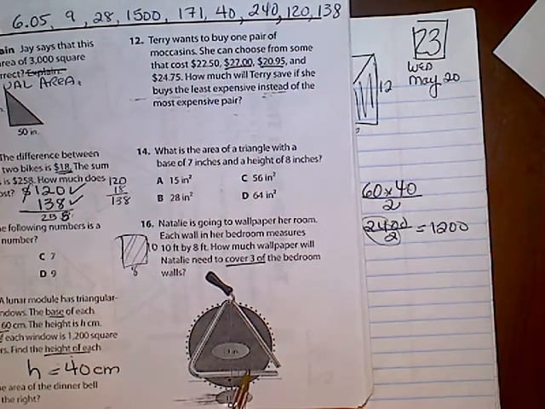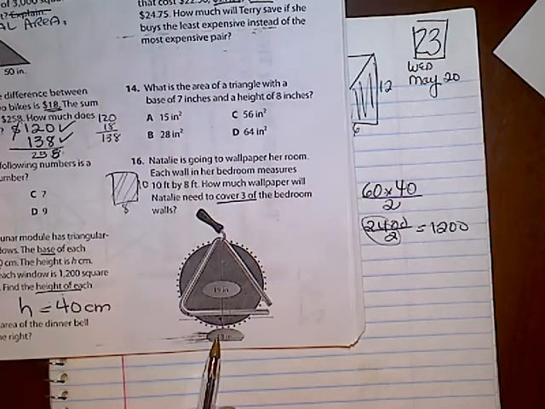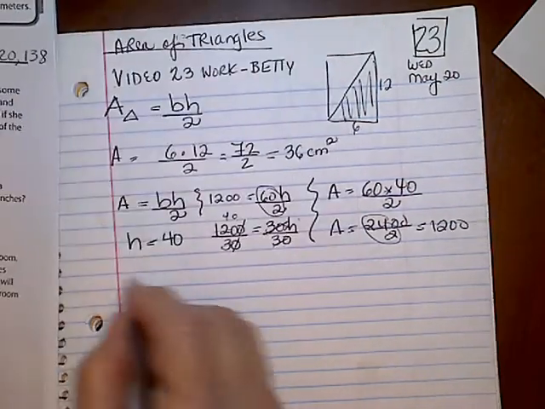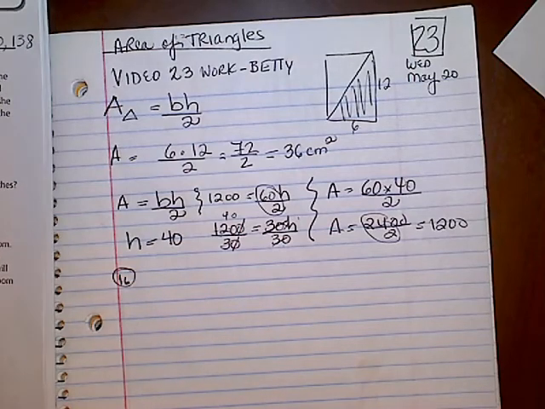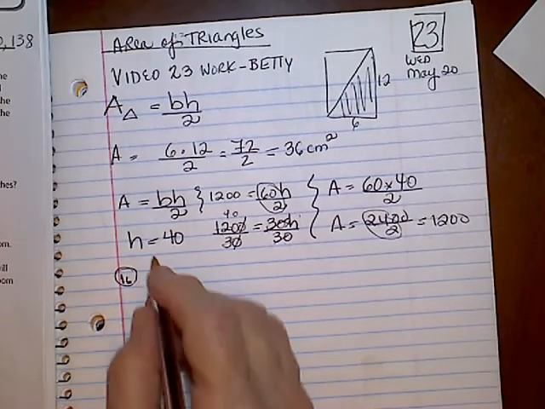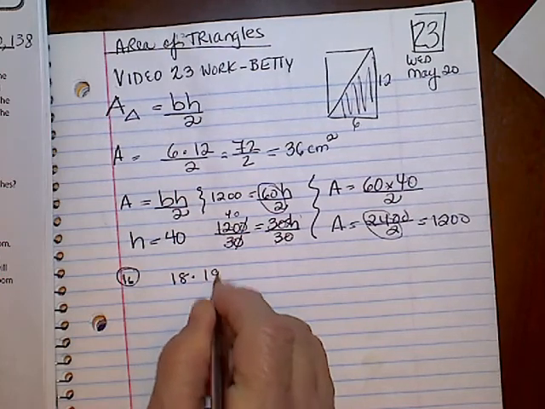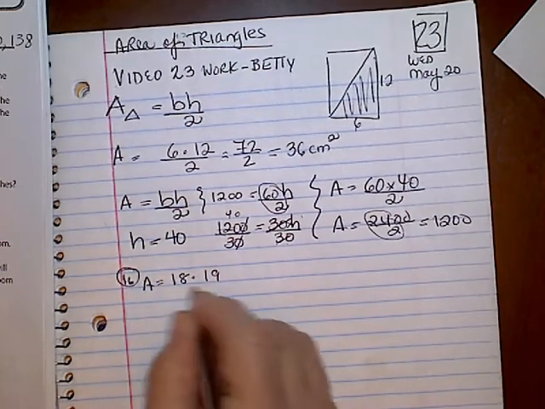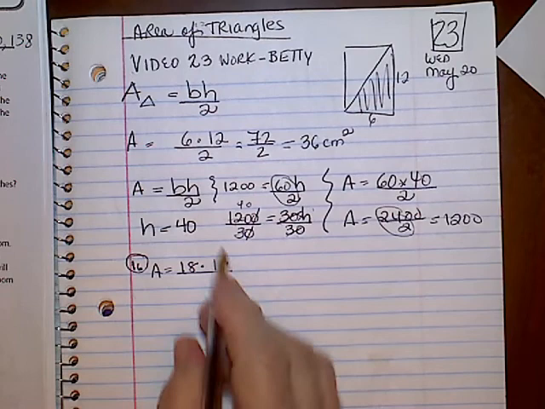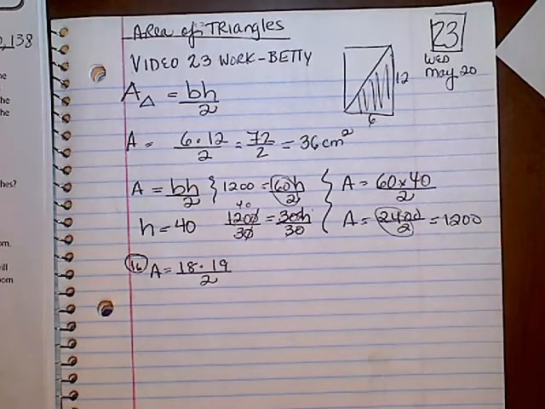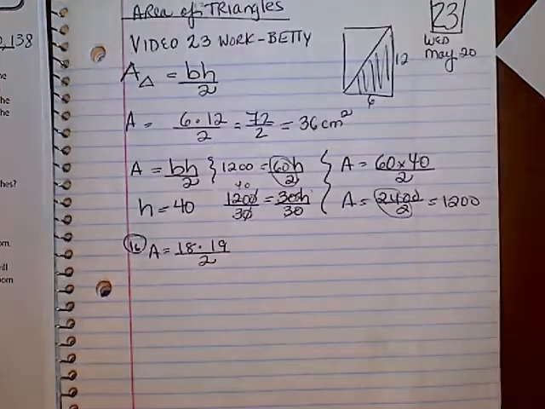Well, on this one, I'm going to show you finally the shortcut. So on 16, it is going to be find the area. The base is 18. The height is 19. I'm looking for the area. Be organized, be neat. All right, so this is very important.